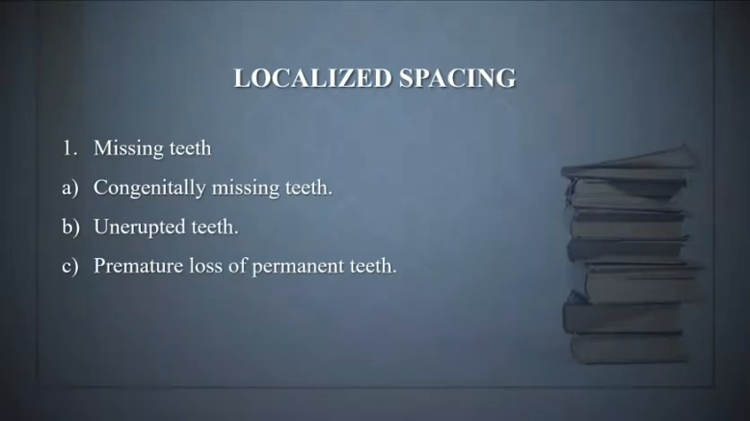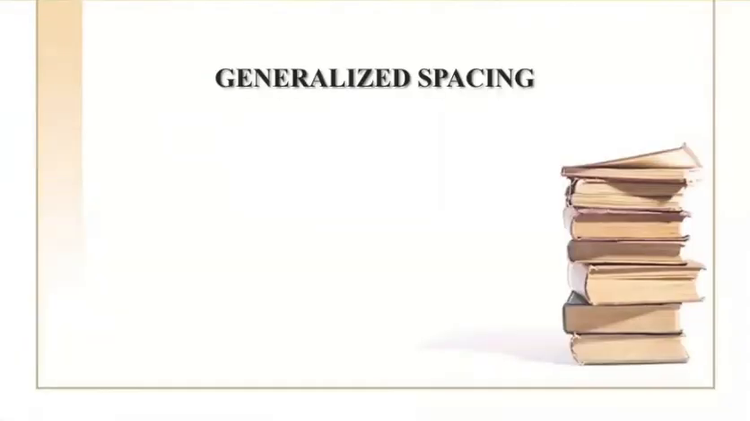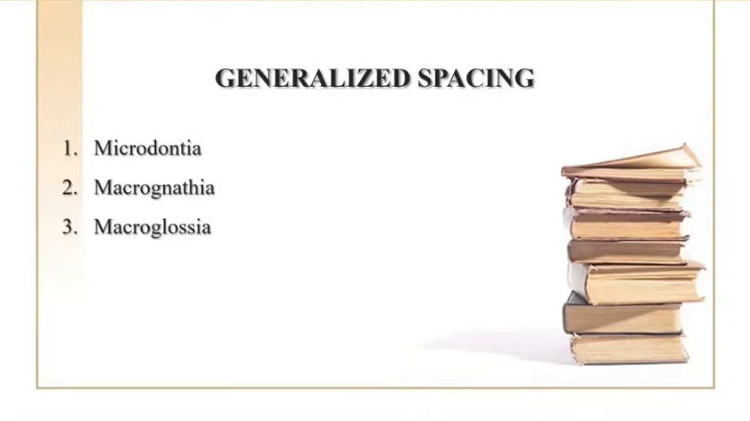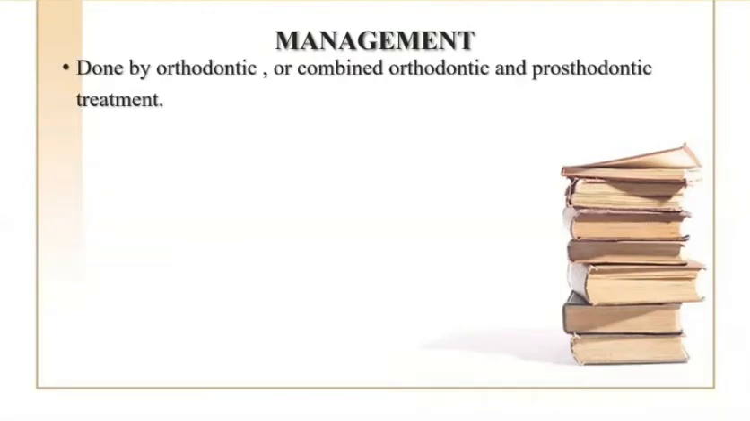Premature loss of permanent teeth. Prolonged retention of primary teeth, sucking habits. Coming to the generalized spacing, it can be due to microdontia, macrognathia, macroglossia, sucking habits, abnormal tongue posture. Now coming to the management.